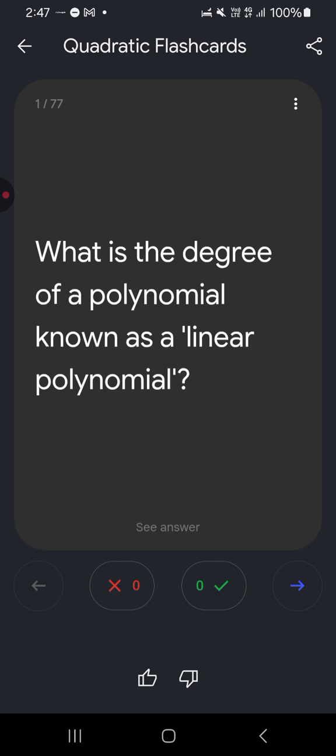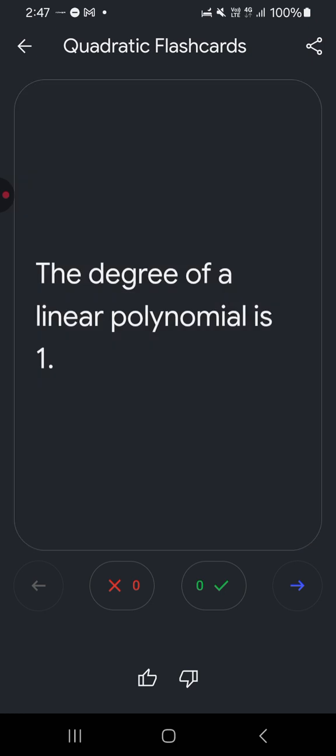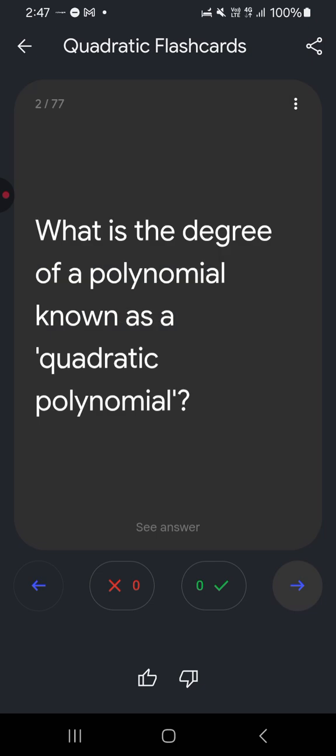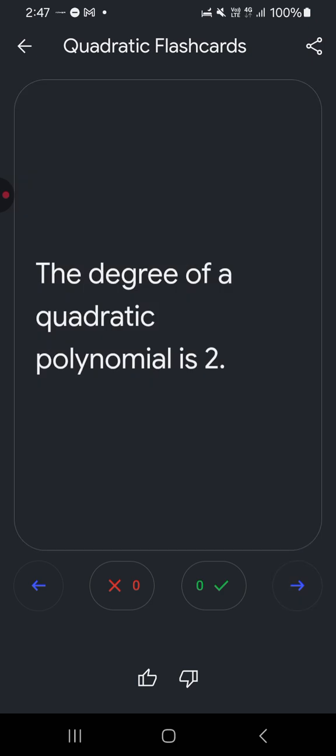First question: what is the degree of a polynomial known as linear polynomial? The degree of a linear polynomial is 1. What is the degree of a polynomial known as quadratic polynomial? The degree of a quadratic polynomial is 2.